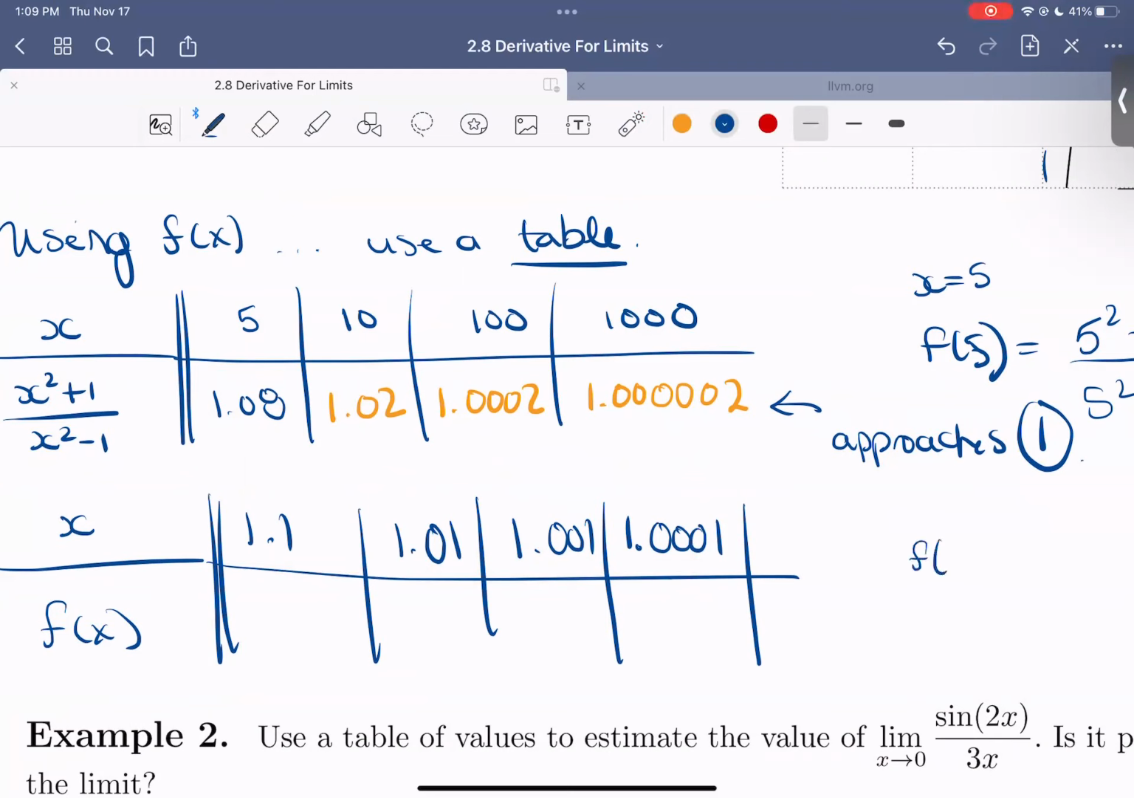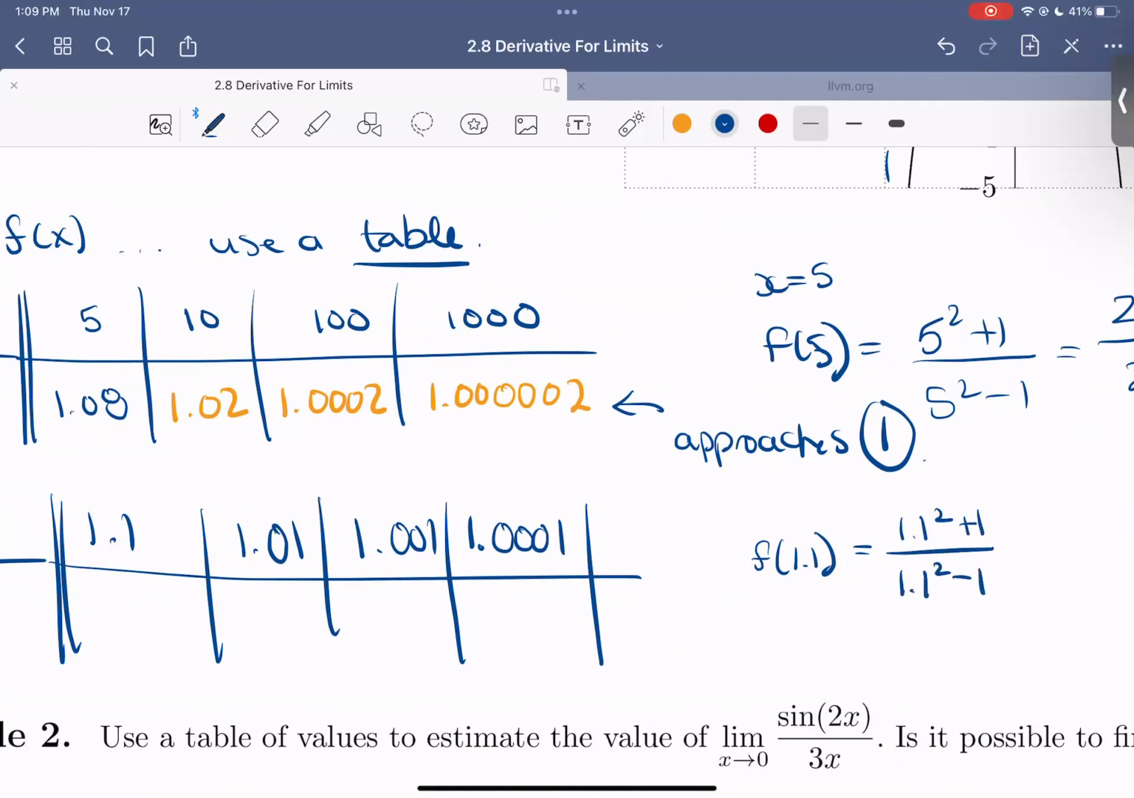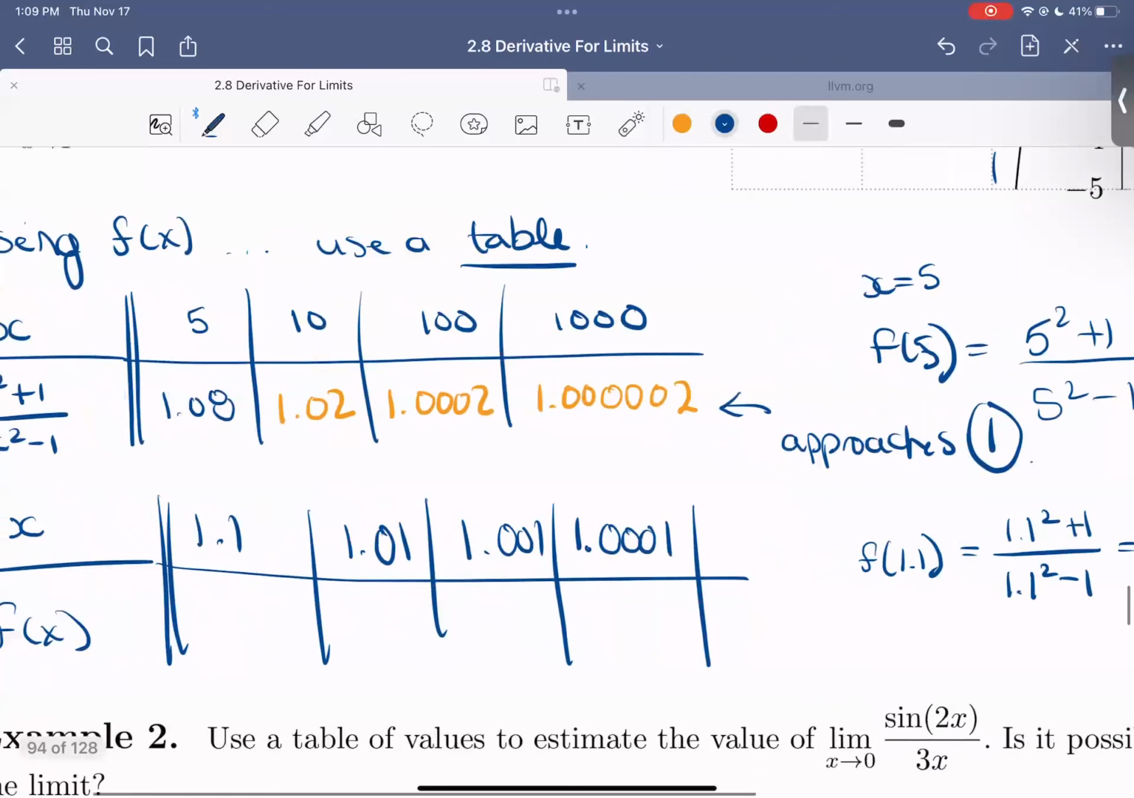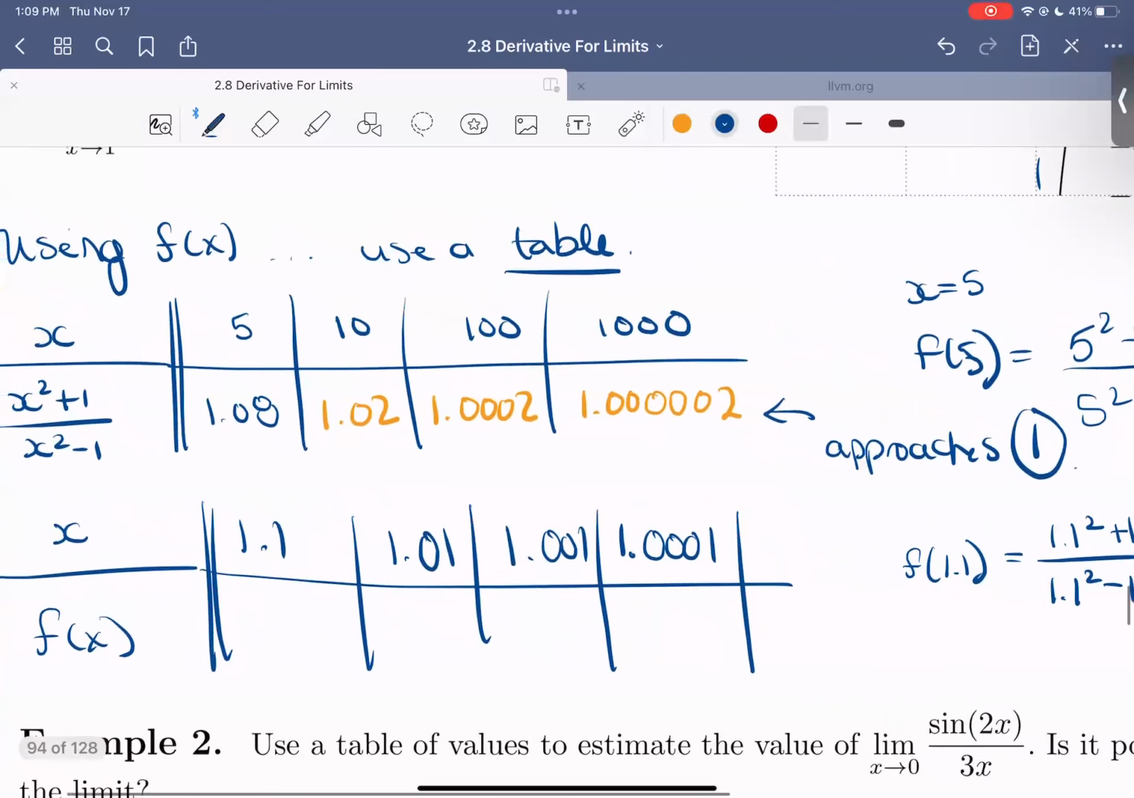So we compute f of 1.1 first. So using our function, that would be 1.1 squared plus 1 over 1.1 squared minus 1. We can compute that on our calculator and we should get 10.5. I did this ahead of time. That's why I'm getting these answers so fast.